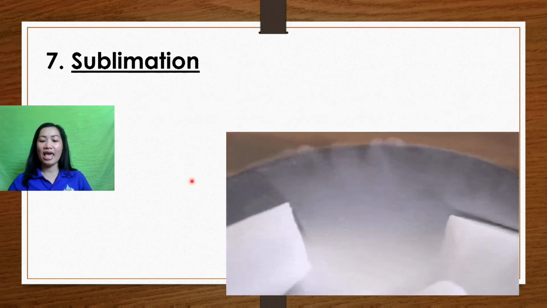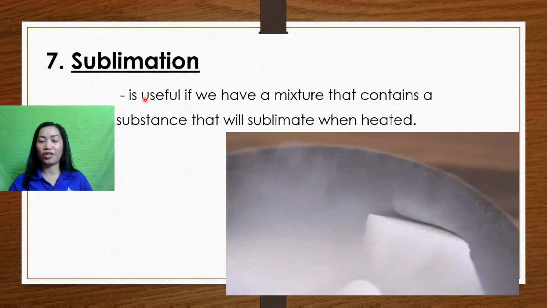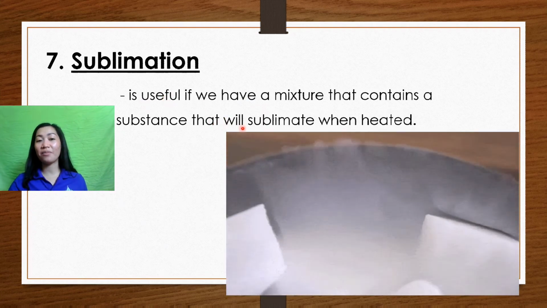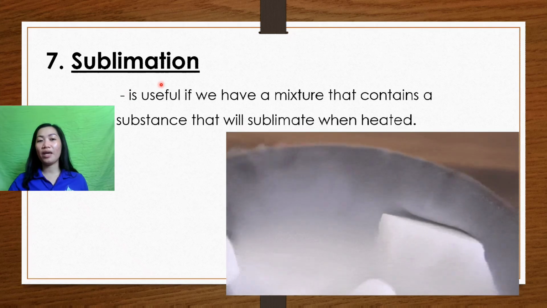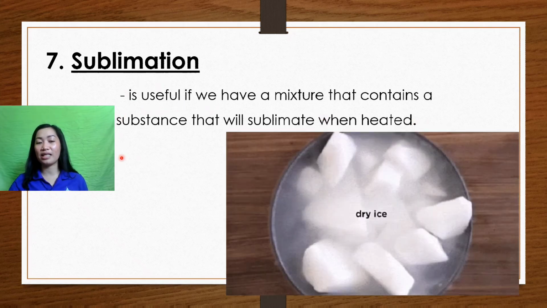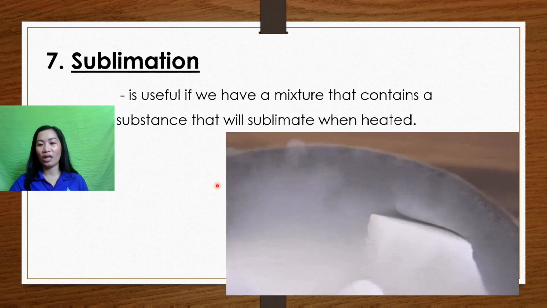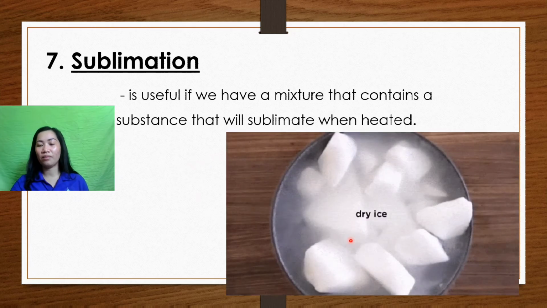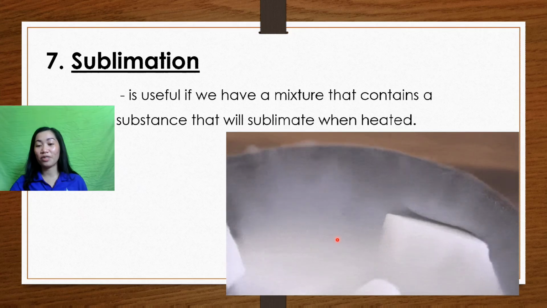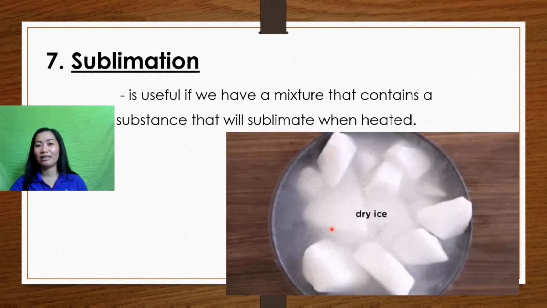And we have number 7, sublimation. We can separate two things by sublimation. Sublimation is used if we have a mixture that contains a substance that will sublimate when heated. What do you mean by sublimate again, class? It's from solid to gas. Very good. From solid to gas.